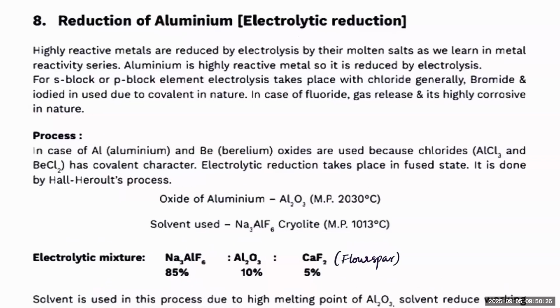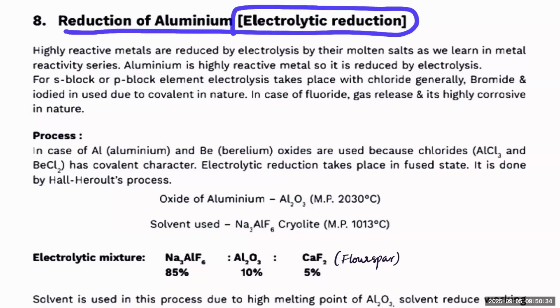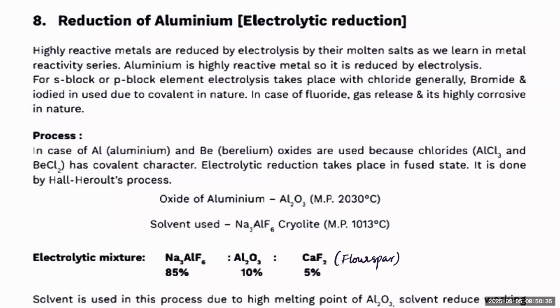Right, so let's see this. The last part of extraction of metals includes aluminium. How do we reduce aluminium? Aluminium cannot be reduced by the carbon method, that is smelting. It has to be done only by electrolytic reduction.